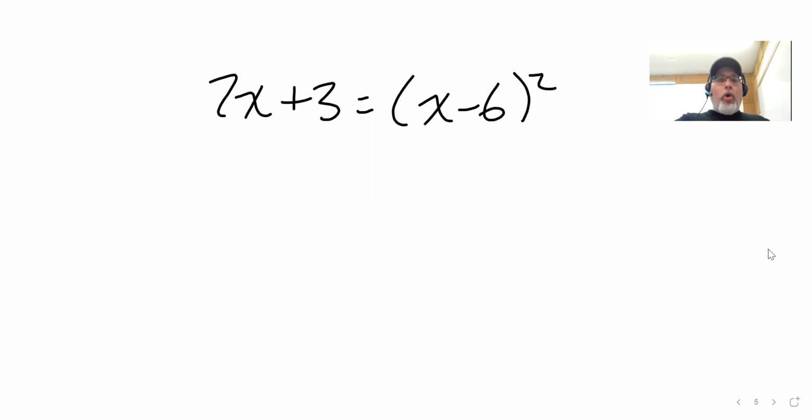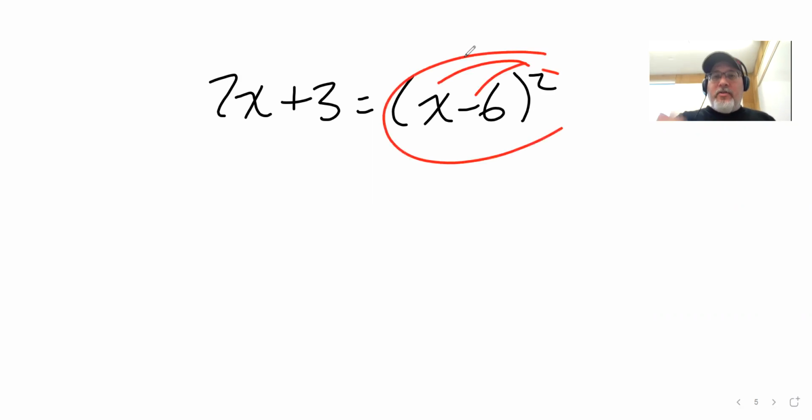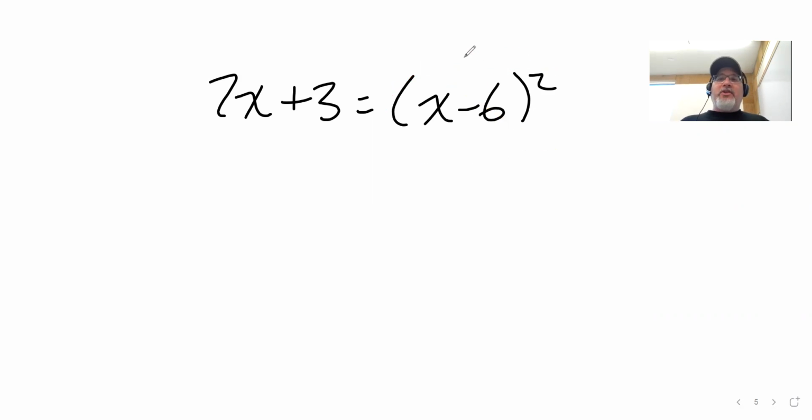Well, stay goal oriented. Our goal is to get the x by itself, and the one on the right is trapped inside the parentheses. So we're going to get rid of the parentheses. But how do you get rid of a parentheses with a square on it? I'll tell you what not to do. Do not distribute the square. There is no such distributive property. Why? Because the distributive property is when you're multiplying outside parentheses, not exponentiating outside of parentheses.